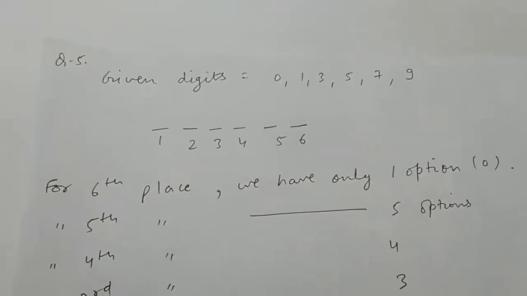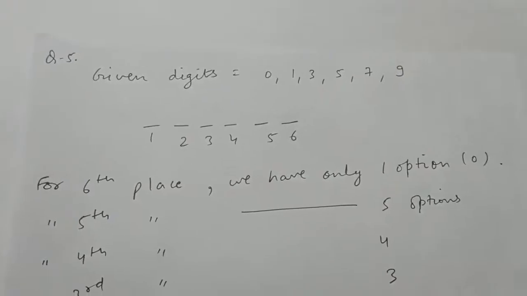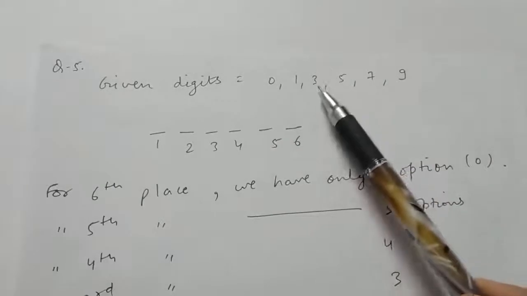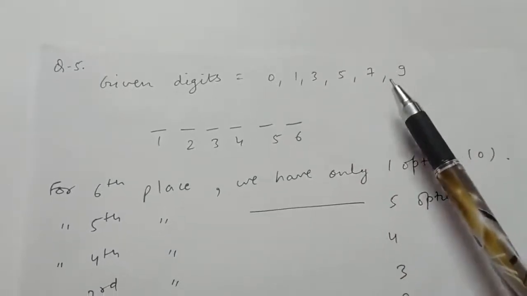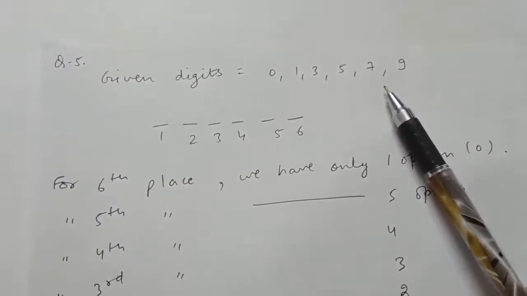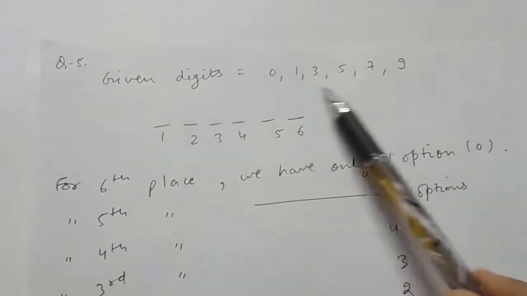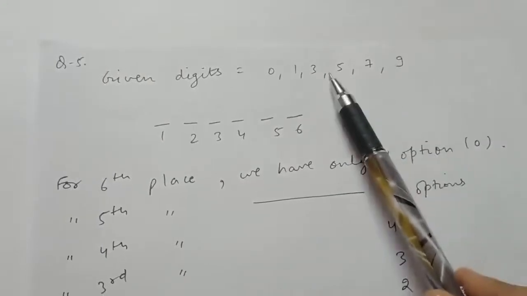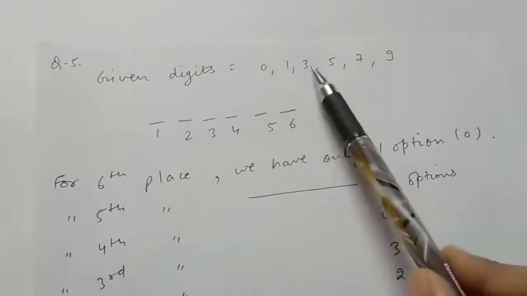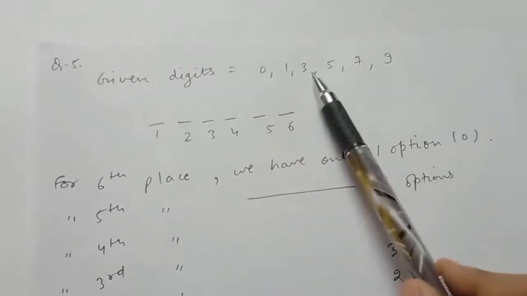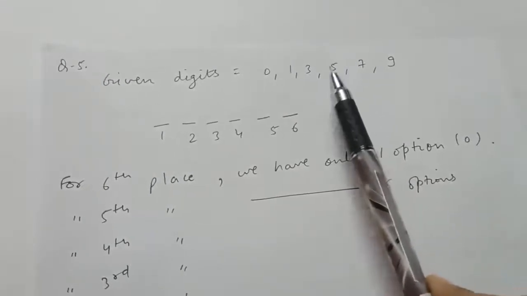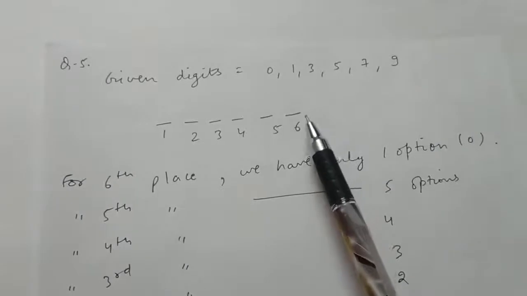Now see, question number 5 is, how many 6-digit numbers can be formed from the digits 0, 1, 3, 5, 7, 9 which are divisible by 10 and no digit is repeated? So these are the given digits. These are 6 digits. Also you have to make the 6-digit number, that is we have to use all of these digits given, because they have said we cannot repeat the digits, right?